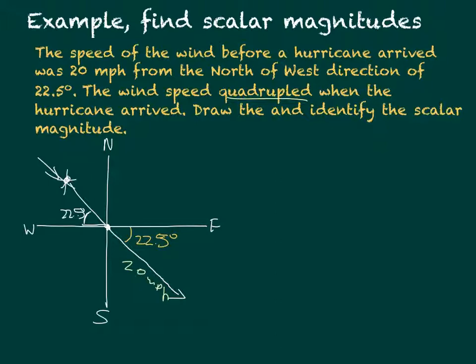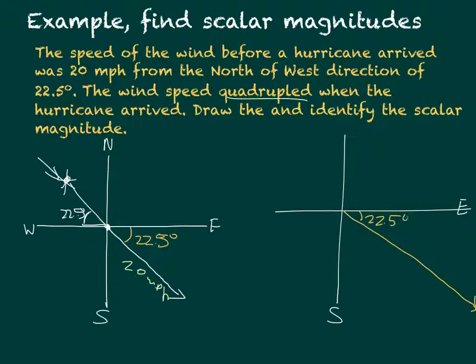when the hurricane hits. So now our new vector is going to be going the same direction, and it's still going to be the same angle, 22.5 degrees, but instead of it being 20 miles per hour, it's going to be 20 times 4 because it's quadrupling, so that makes it 80 miles per hour. What our new graph would look like, you should draw it 4 times as long, but I kind of ran out of room, and you should also indicate the angle, just like we did here.